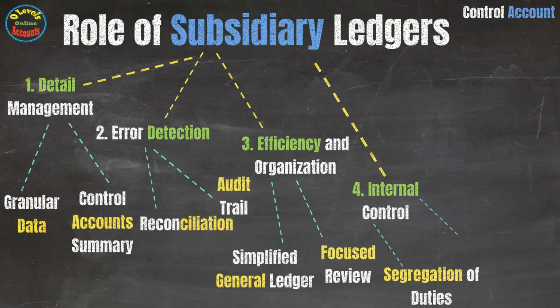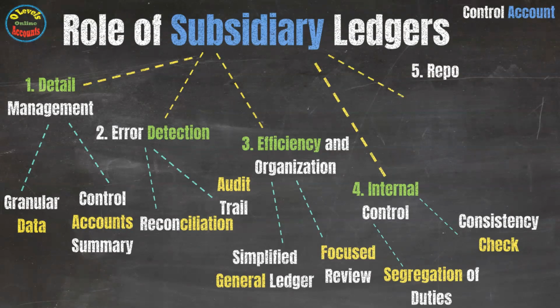The second subpoint is consistency check. The relationship between control accounts and subsidiary ledgers acts as a consistency check. The summarized totals in the control accounts must always align with the detailed balances in the subsidiary ledgers. The last but not least point is reporting and analysis. It will explain with the help of the further two subpoints.